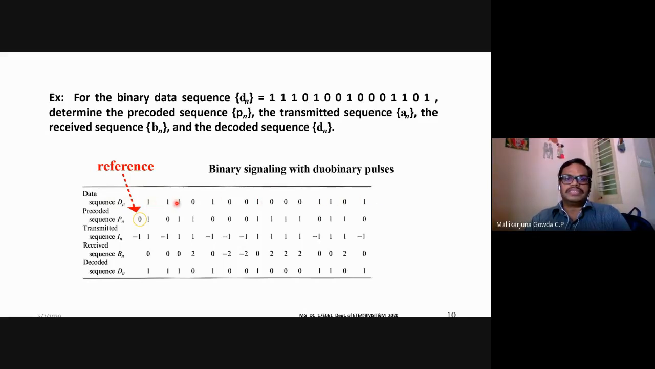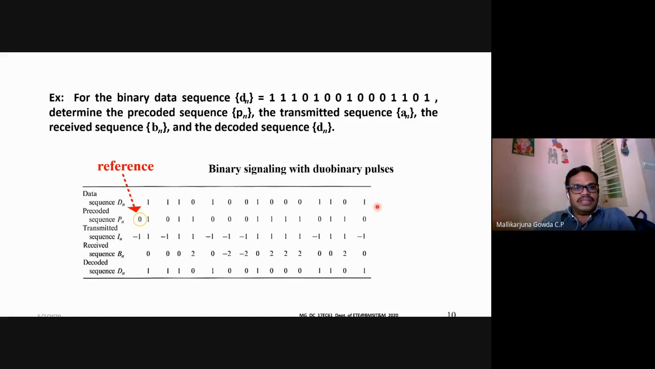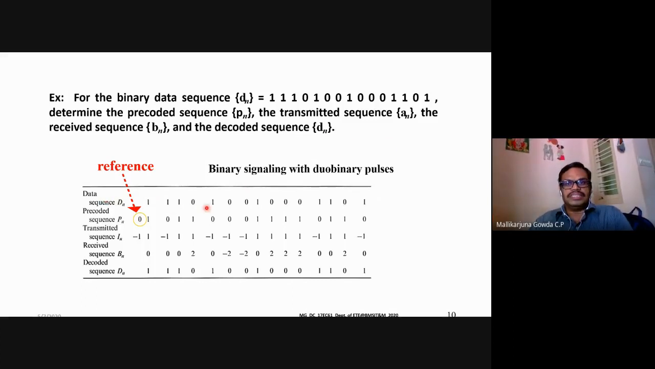Please carefully understand this. It is very, very simple, and it will be asked in the exam. There will be a definite question on this topic. That too, they will ask this example only. For 6 marks or 8 marks, they will ask you to find out these things. So first you write the data sequence, then the pre-coded sequence, that I denoted as Pm. They said it is Pn, right?